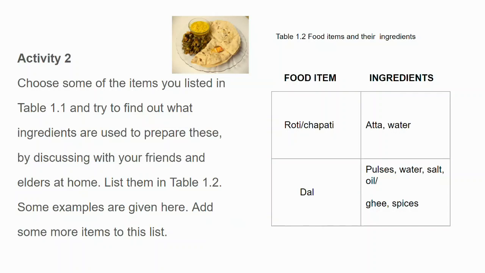Activity 2. Choose some of the items you listed in Table 1.1 and try to find out what ingredients are used to prepare these. By discussing with your friends and elders at home, list them in Table 1.2. Some examples are given here. Add some more items to this list. Roti chapati: atta, water. Dal: pulses, water, salt, oil, ghee, spices. Table 1.2 Food items and their ingredients.